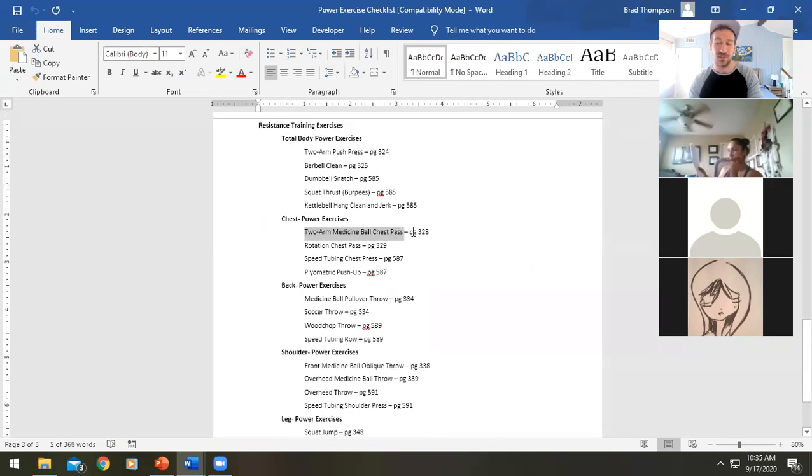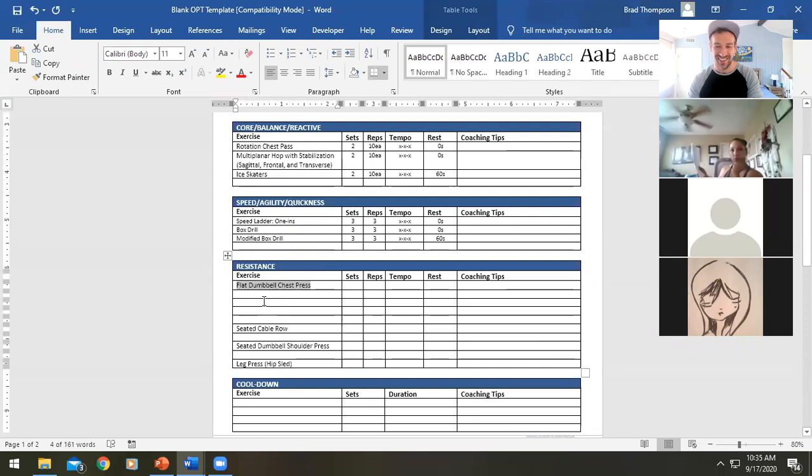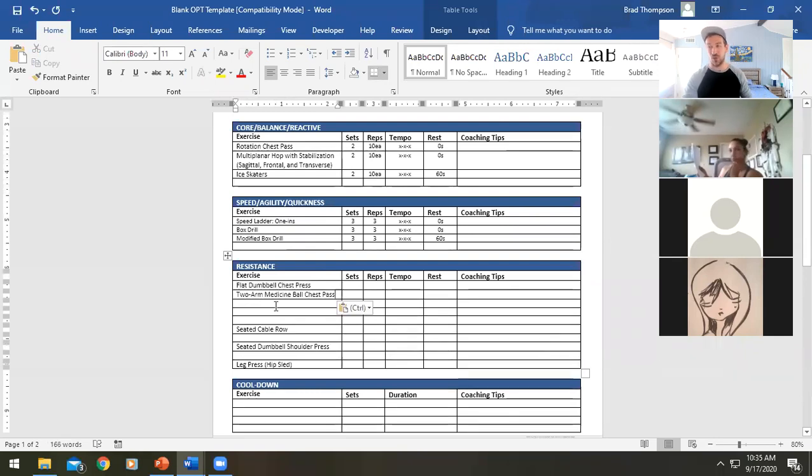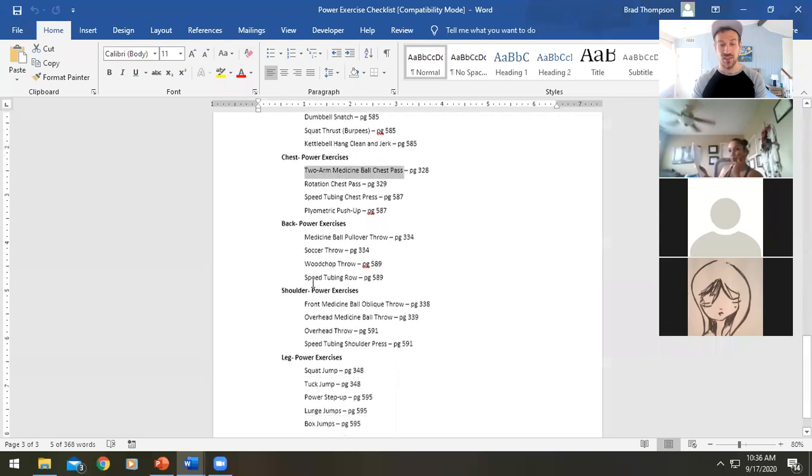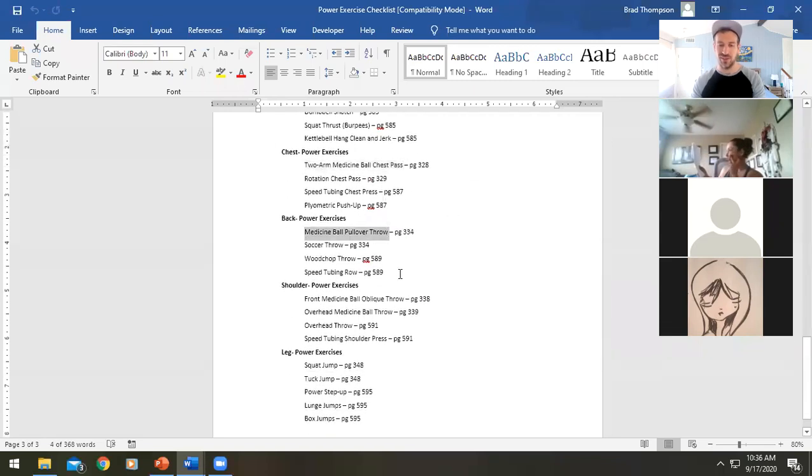I'll be honest, this is kind of a risky way to do this, because I keep expecting two movements that are just totally the same muscle but totally different looking. But this is working pretty well. So flat dumbbell chest press, two-arm medicine ball chest pass. Okay, there we go. This is not the best pair.